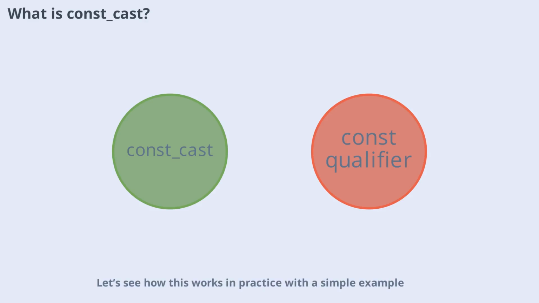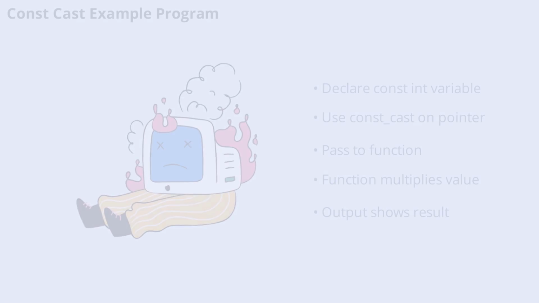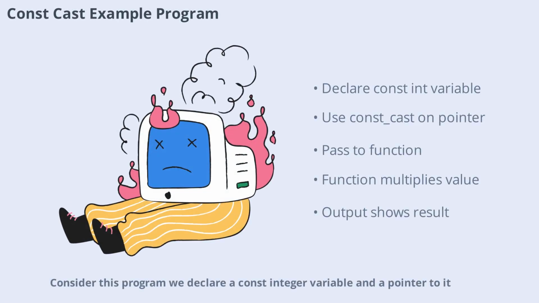Let's see how this works in practice with a simple example. Consider this program. We declare a const integer variable and a pointer to it. Using const_cast, we remove the constness from the pointer, allowing us to pass it to a function that expects a non-const pointer. The function multiplies the value by 10 and returns the result. This demonstrates how const_cast can be used to interact with functions that require non-const pointers, but remember, modifying the original const variable is not safe.